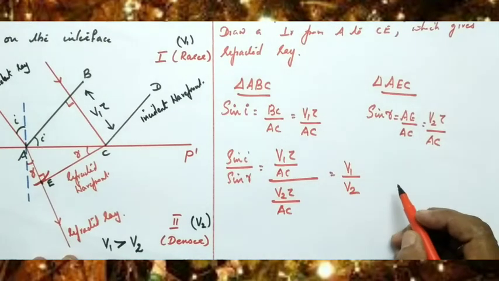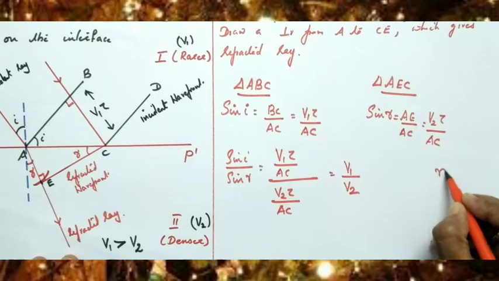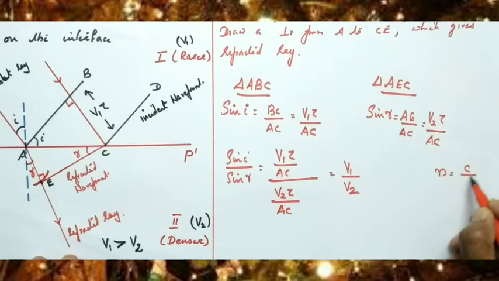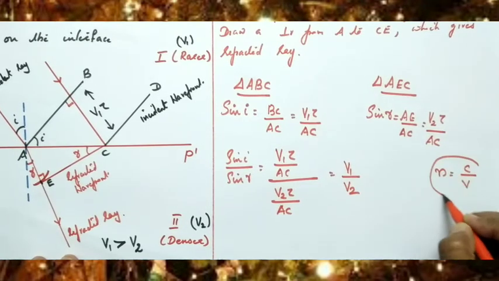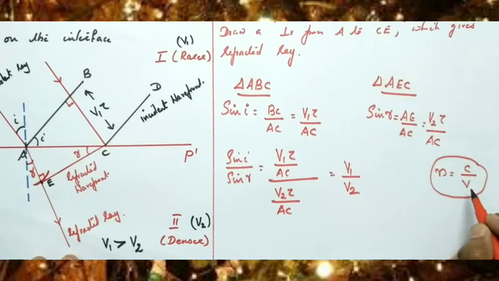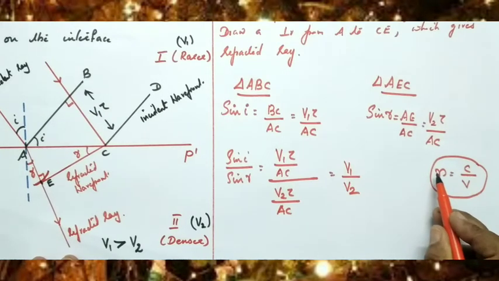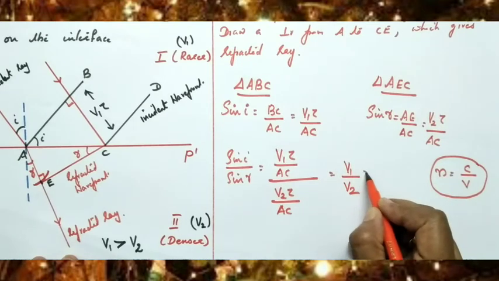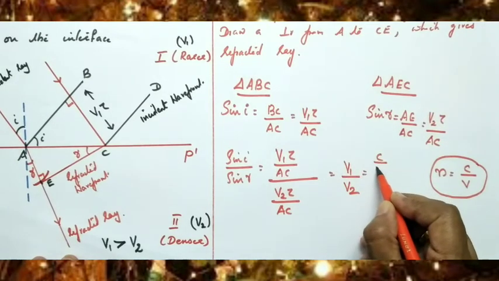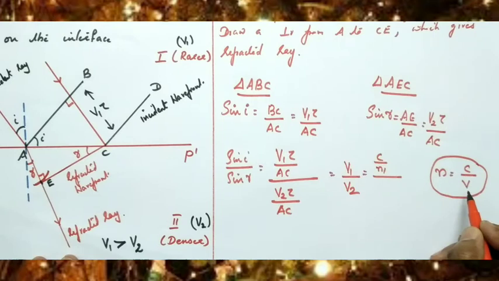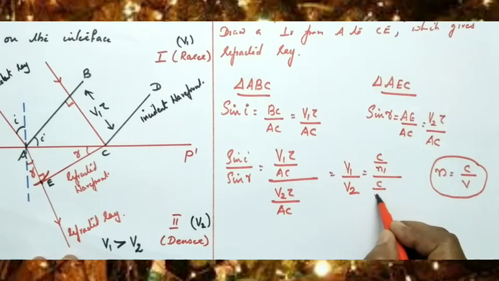We know the refractive index of any medium is given by n equal to c divided by v. Absolute refractive index of the medium is n equal to c by v, where c is the velocity of light in vacuum, v represents the velocity of light in the medium. So v1 can be written as c divided by n1, isn't it? So v1 equal to c divided by n1, and v2 equal to c by n2.